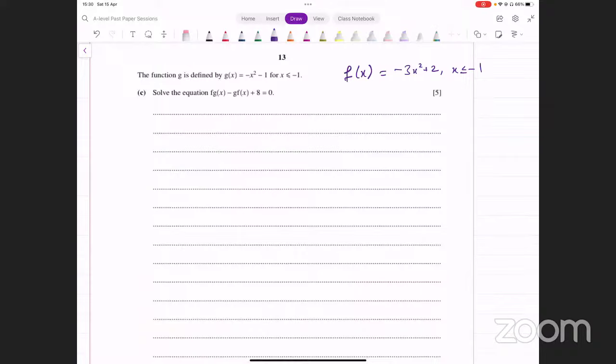f g of x minus g f of x. Let's write it down like this. First of all, f of g of x minus g of f of x, right? Plus 8 equals 0. जो अंदर वाला फंक्शन है, जो सेकंड फंक्शन है, उसको आप एक और ब्रैकेट के अंदर लिख लें.